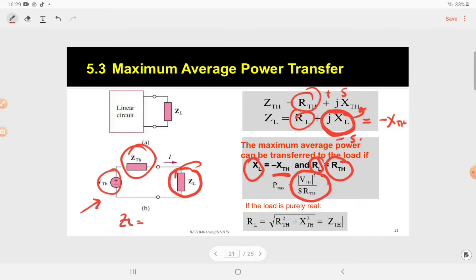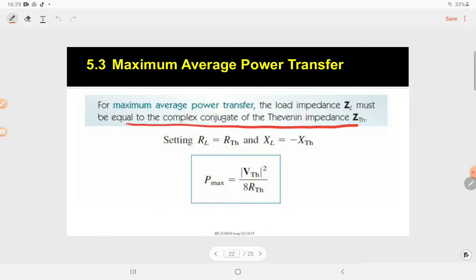But if the load is purely real, meaning the load consists of a resistor only, then RL is always equal to the magnitude of ZTH. So by setting RL equal to RTH and XL equal to negative XTH, you can use this formula to calculate the maximum average power transferred from the source to the load.